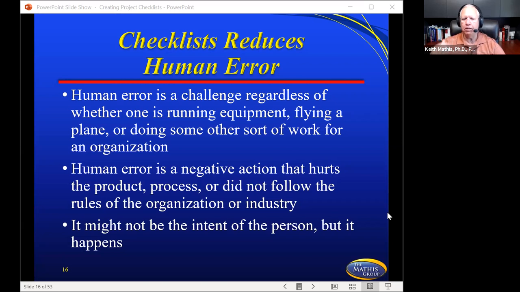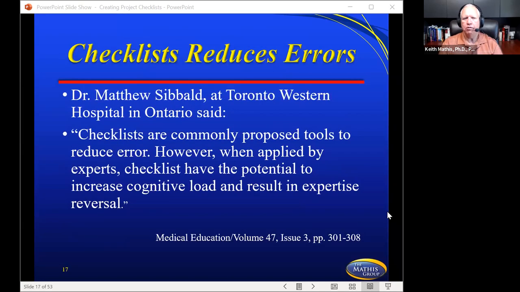So it might not be the intent of a person, but it's going to happen. We're going to miss something. We're going to forget something. We're going to not put something in. So checklists do reduce error, and that's what people believe, and that's what the researchers have shown. Even Dr. Michael Sinbald of Toronto Western Hospital, going back to the hospital example, said this: Checklists are commonly proposed tools to reduce error. However, when applied by experts, checklists have the potential to increase cognitive load and result in expertise reversal.